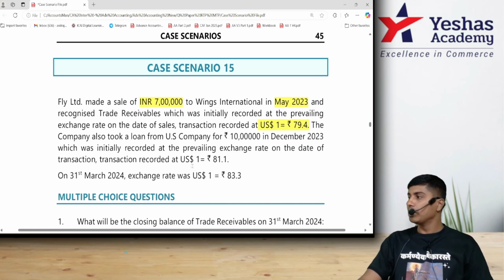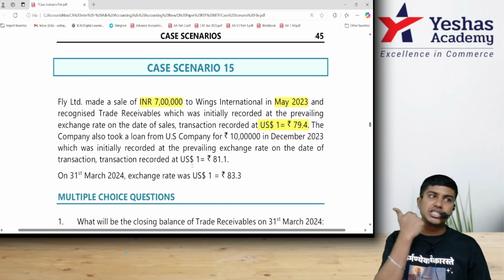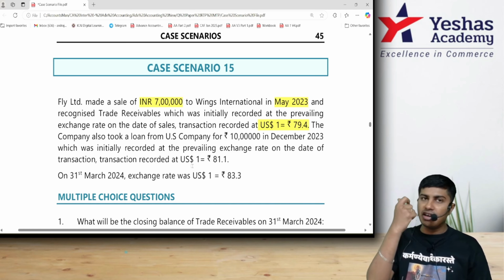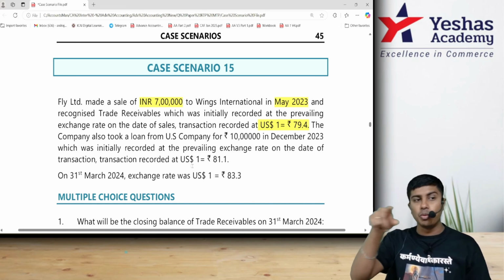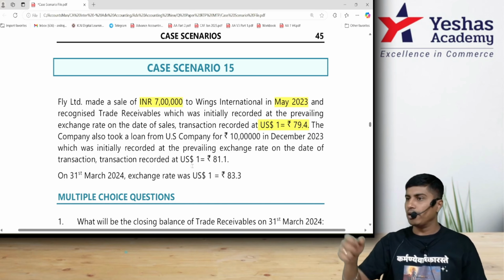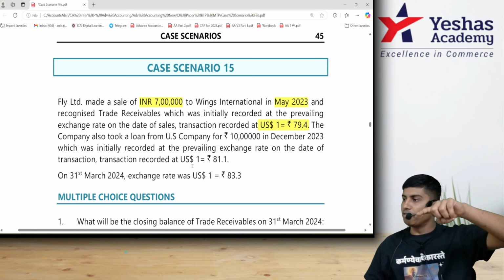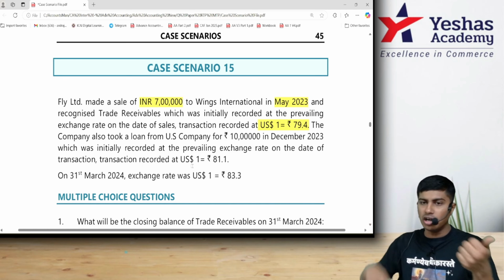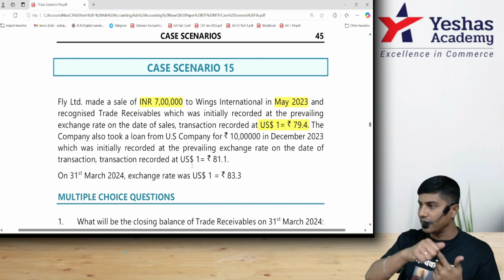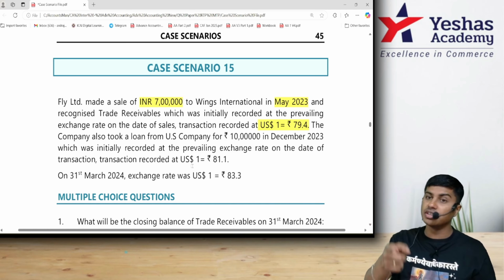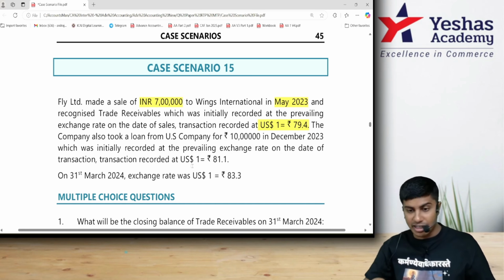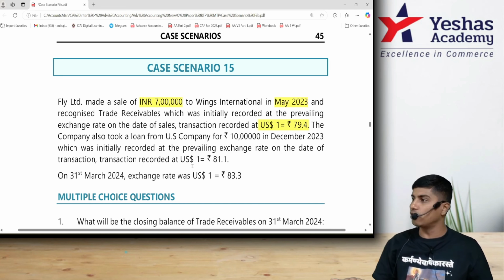79.4 rupees per dollar. Similar to several questions that we've done in the class, they have not given the dollar value straight, they've given the rupee value. If they would have given the dollar value, we would have multiplied it with 79.4 to find the initial recognition value for sale income as well as trade receivables. But here they've given the rupee value, we need to divide it by 79.4 to find the dollar value.